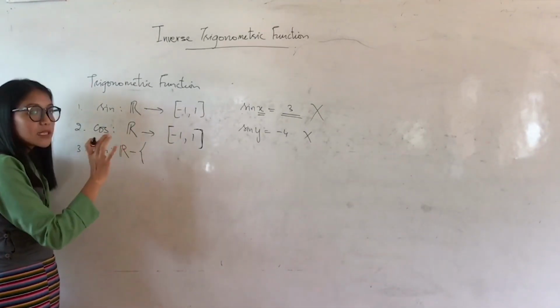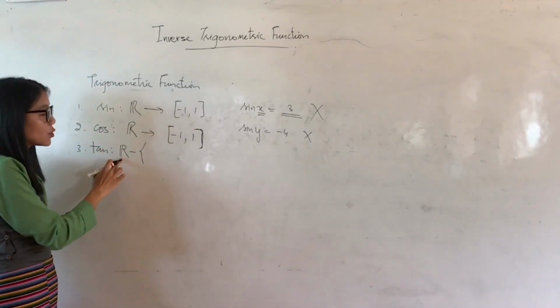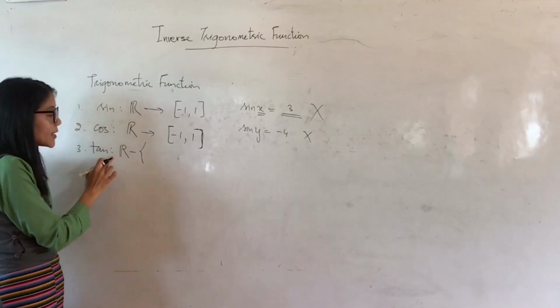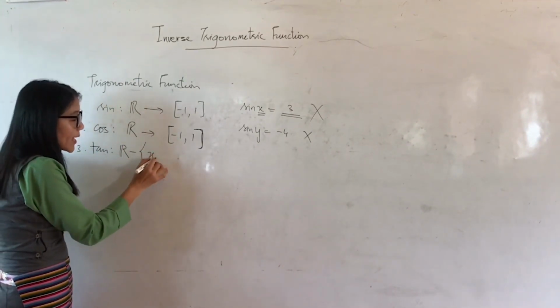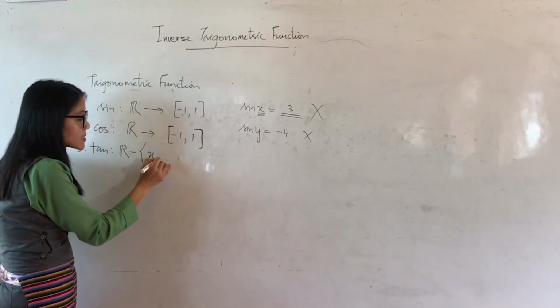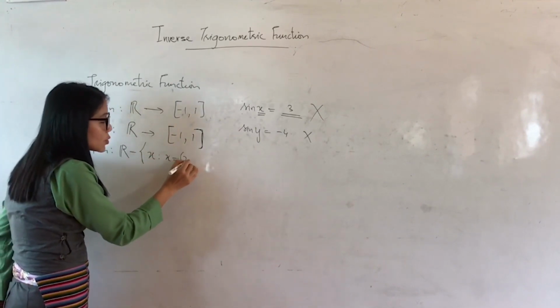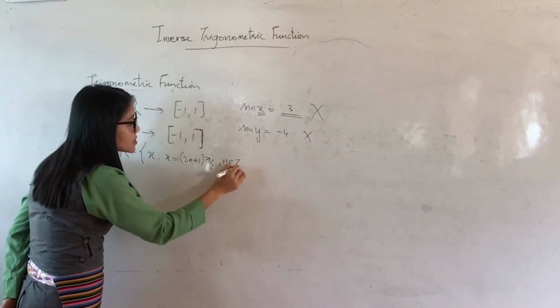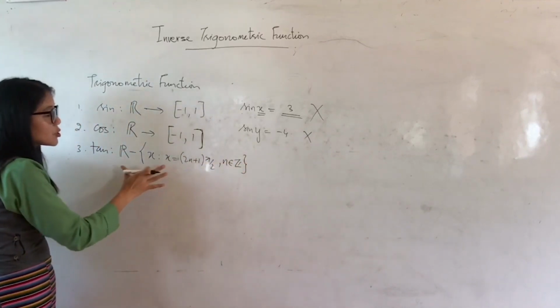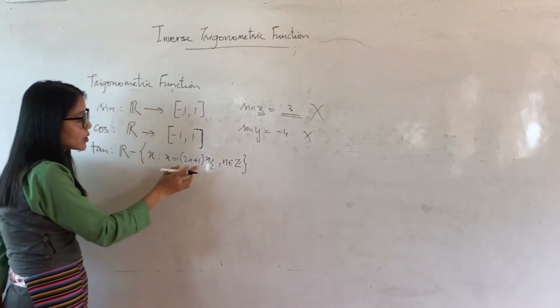So we have to exclude certain points from the set of all real numbers at which tan is not defined. So from the set of real numbers, we are excluding all x where x is equal to (2n plus 1) pi by 2, where n is some integer, right? So this is the domain of tan. Okay, now you look here.